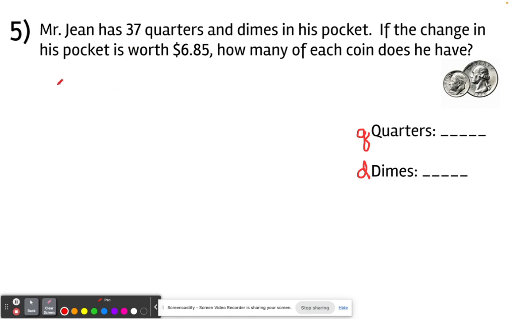Well, one thing I do know is my number of quarters plus my number of dimes equals 37, because I have 37 total coins. Now, I also know that the value of these coins is $6.85. Well, what can I do with that information? I know these coins together have to equal $6.85.